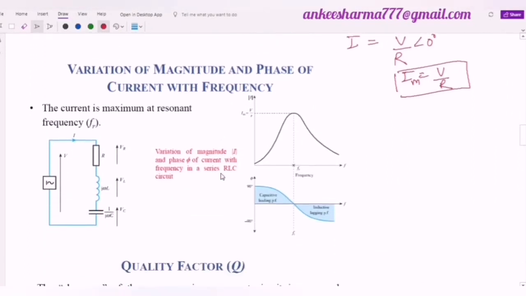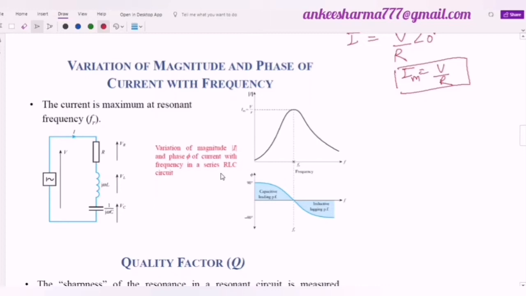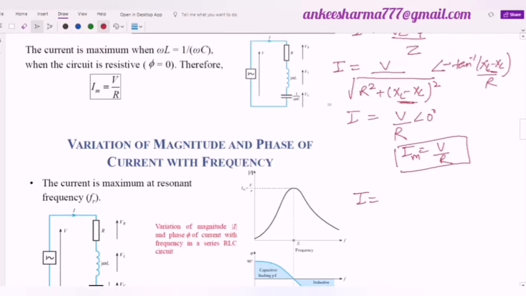Next is the variation of the magnitude and phase of the current with frequency. Now we have only discussed the magnitude and the phase. Let's plot them with respect to the frequency, to see how it is going to be affected. Will it increase or decrease? As I have concluded, I will write the complete formula once again: I is equal to V by the square root of R square plus (XL minus XC) whole square, into angle of minus tangent inverse of (XL minus XC) divided by R. So this is my current formula, right?